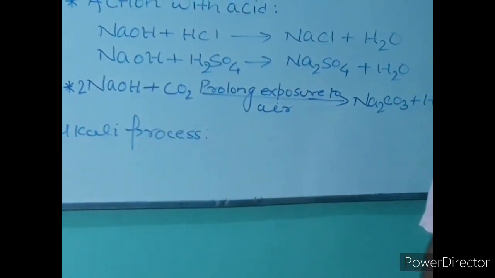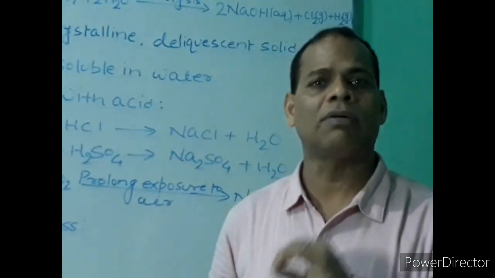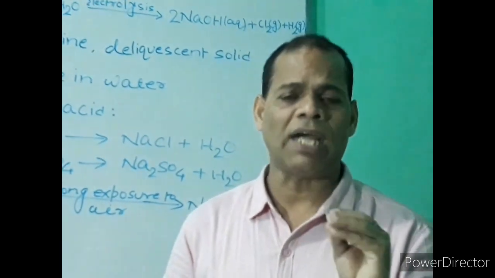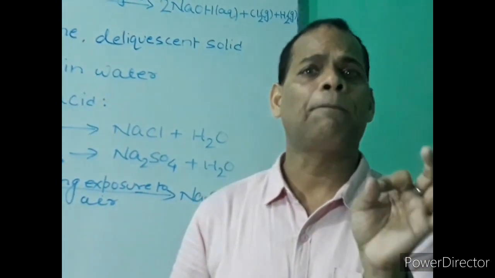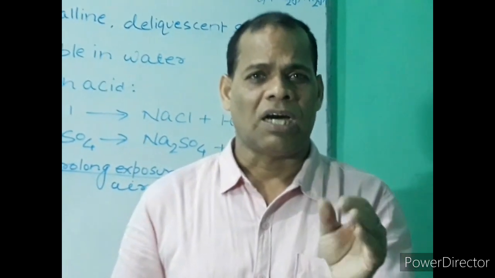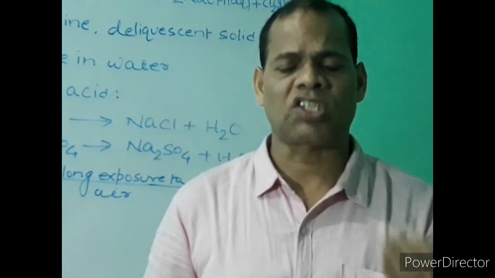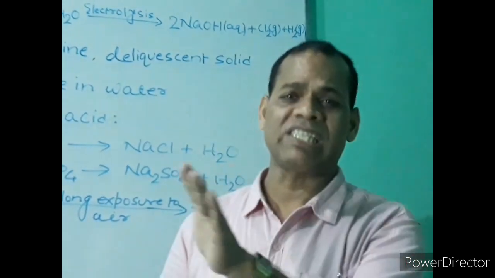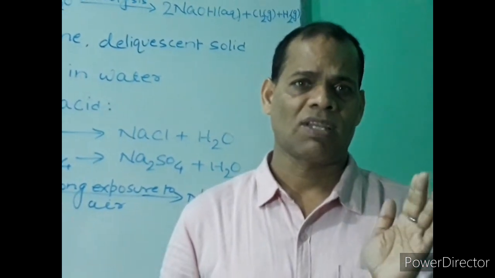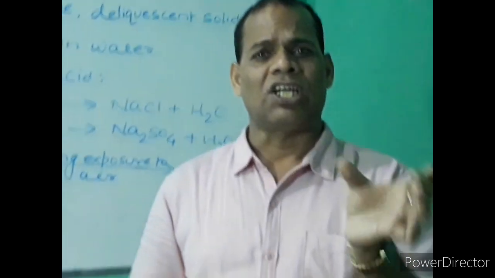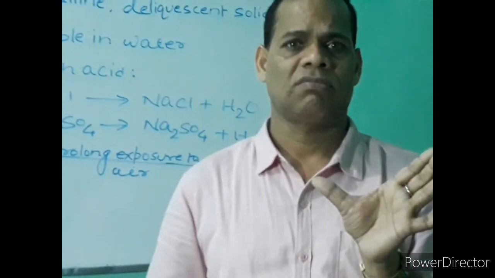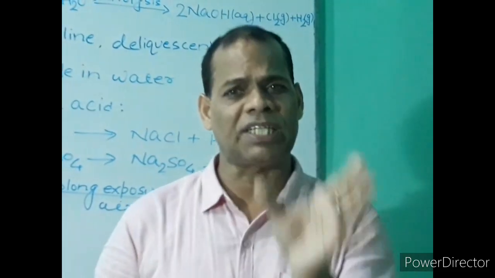Now come to the uses of this valuable compound. First of all, sodium hydroxide is an important laboratory reagent. Another use of caustic soda is in cleansing metal sheets. It is also used in removing greasy substances from metal sheets, for degreasing purposes.